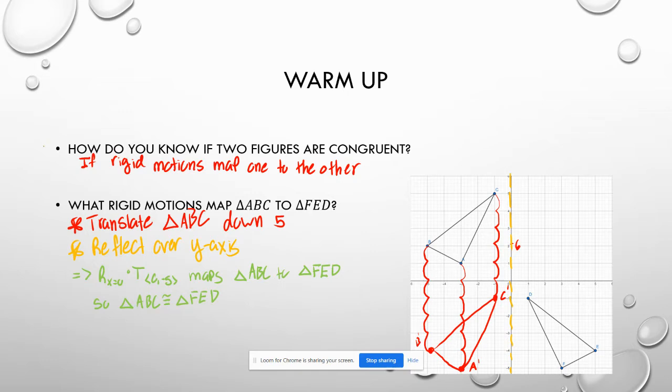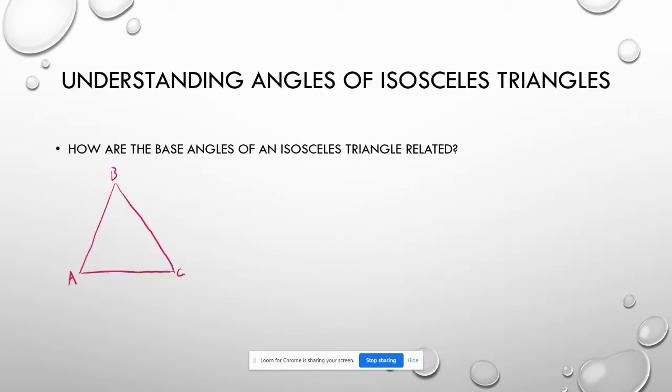So we know two figures are congruent if there are rigid motions that map one to the other. We have a composition of rigid motions mapping one to the other, so these figures are congruent. So getting into the content of today, talking about isosceles triangles. You'll remember that an isosceles triangle means it has two congruent sides. So in this case, I'm going to say that AB and BC are my congruent sides.